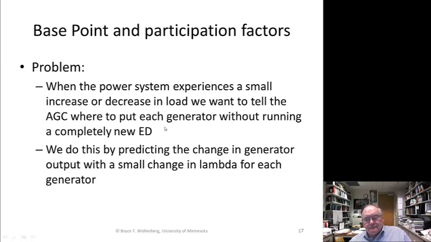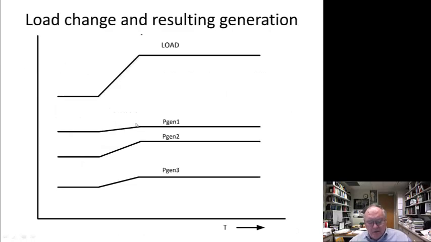Similarly, we do that for the downward. So if the load drops, we have to reduce each generator. And we do this allocation by predicting the change in each generator output with a small change in lambda for each generator. So here's the idea.